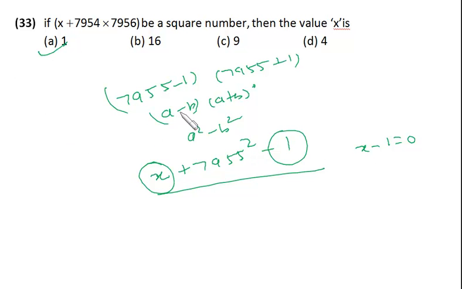So if you are able to recall this logic, then the problem can be done in 20 seconds, not more than that. And you can even avoid paperwork, because if you are able to recall that it will be 7955 minus 1 and plus 1, that is a square minus b square format, you can visualize certain things. So x plus this square minus 1, that means this x minus 1 must be 0, so x is equal to 1. In fact no paperwork is required, if you can visualize to a certain extent.